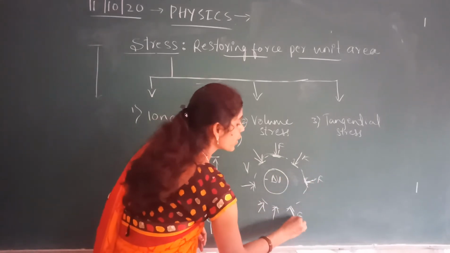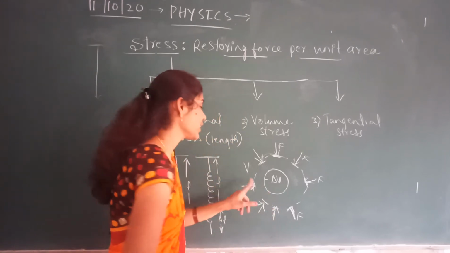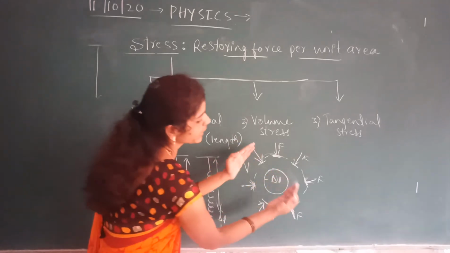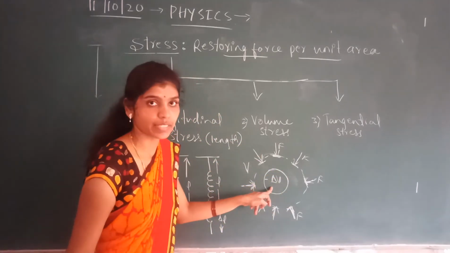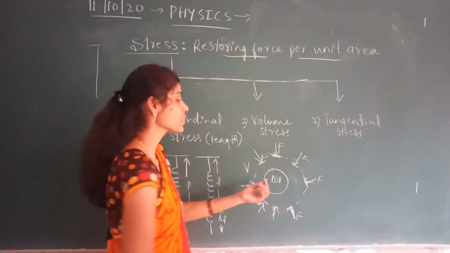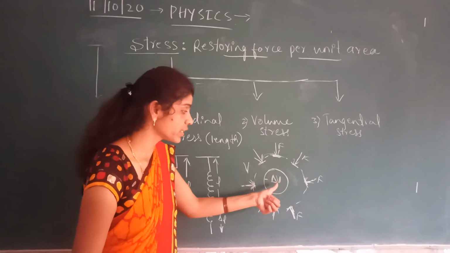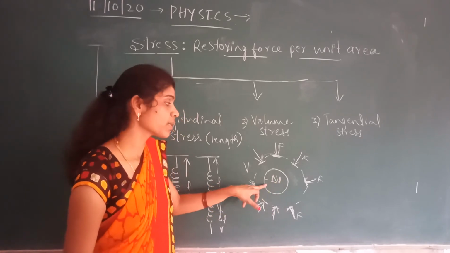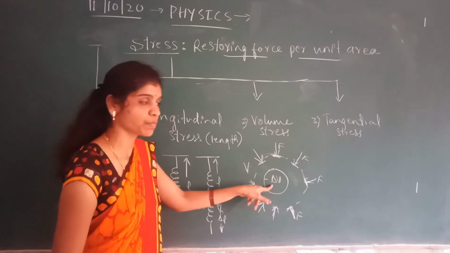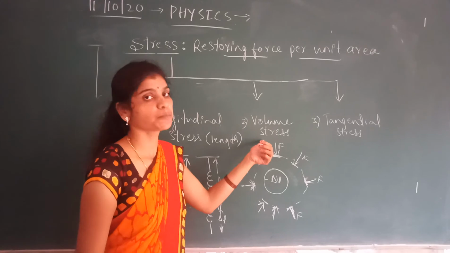So restoring force per unit area of the deforming body, when the deforming force acts perpendicular to the surface, then a decrease in volume takes place. Why? Because as the pressure increases, volume is going to decrease. Therefore, it is represented by minus delta V. This negative symbol represents that a decrease in volume of the object takes place. Therefore, it is called volume stress.